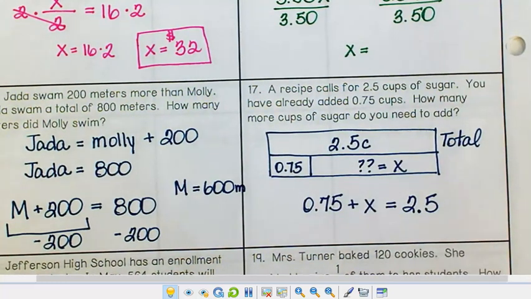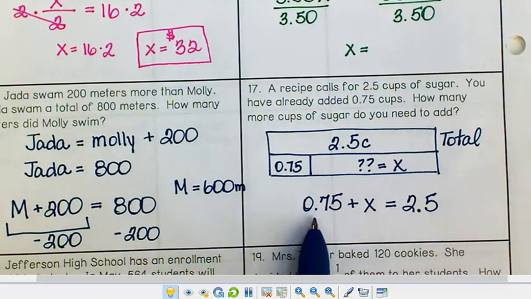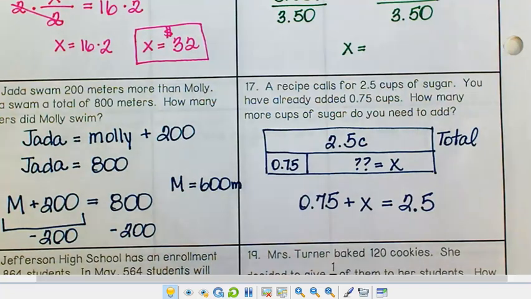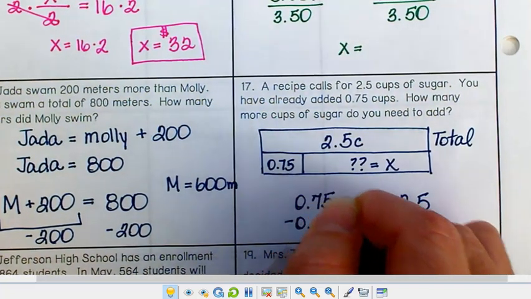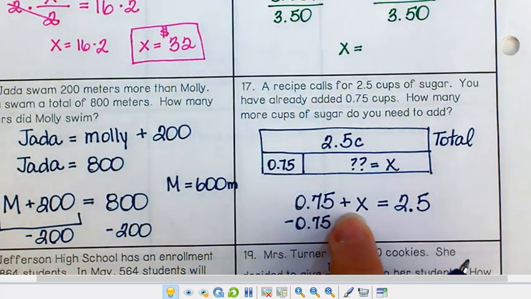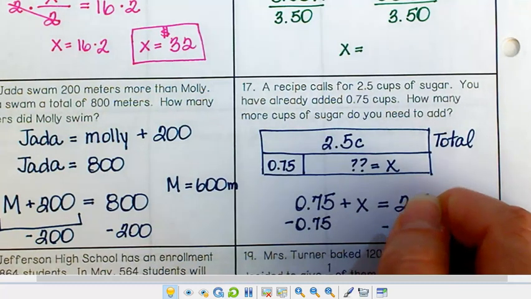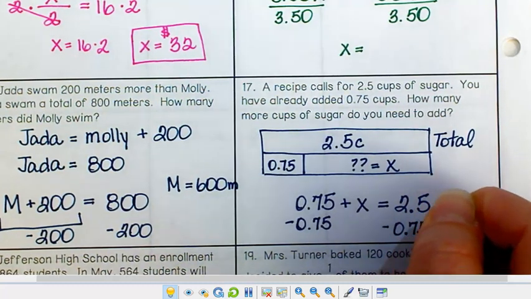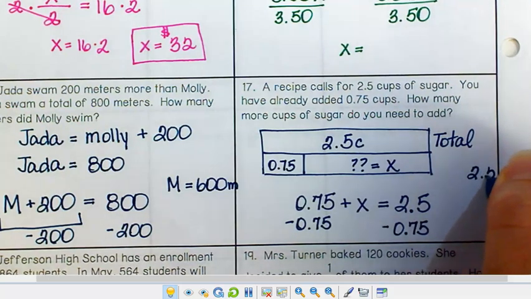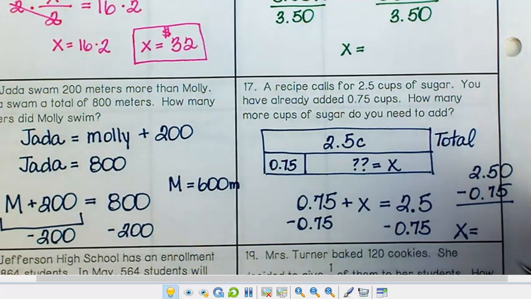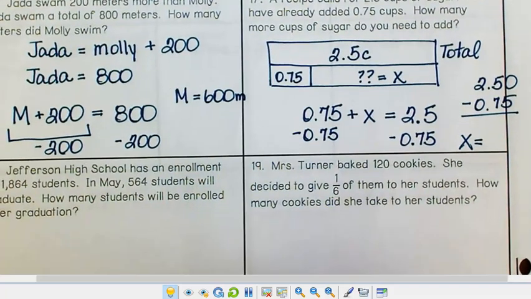Okay. To get X by itself, right now, 0.75, there's no positive written, but it's positive. So this is plus 0.75. In order to move that, we're going to say minus 0.75. And when we do that, X will be all by itself on this side. But whatever we do to one side, we have to make sure that we do to the other side. Okay? So 2.5 minus 0.75, make sure to line up your decimals, and that will give you your answer. How much more do you have to add? Okay, and you should be able to work that.